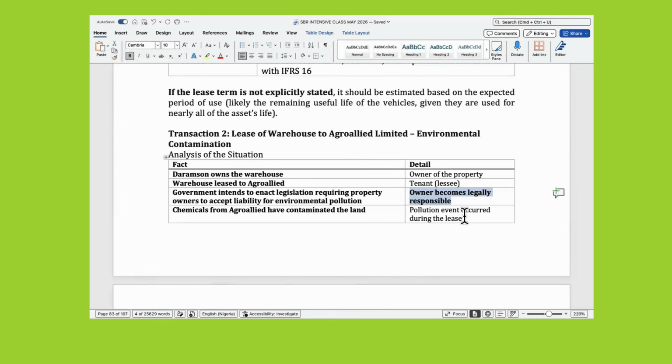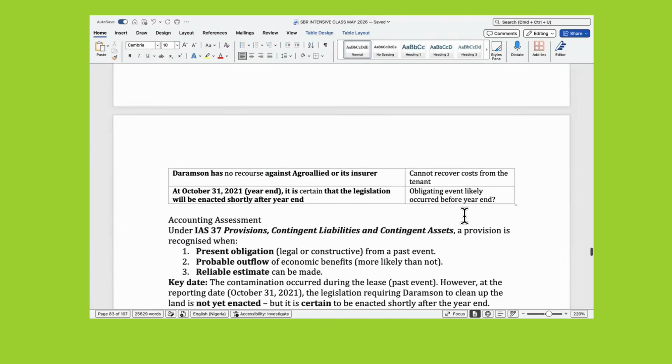So a pollution event has occurred. They have polluted the environment. Daramola has no recourse against Agro Allied or his insurance, so he cannot recover costs from the tenants. And at year end, it is certain that the legislation will be enacted shortly after year end. So the obligating event likely occurred before year end.